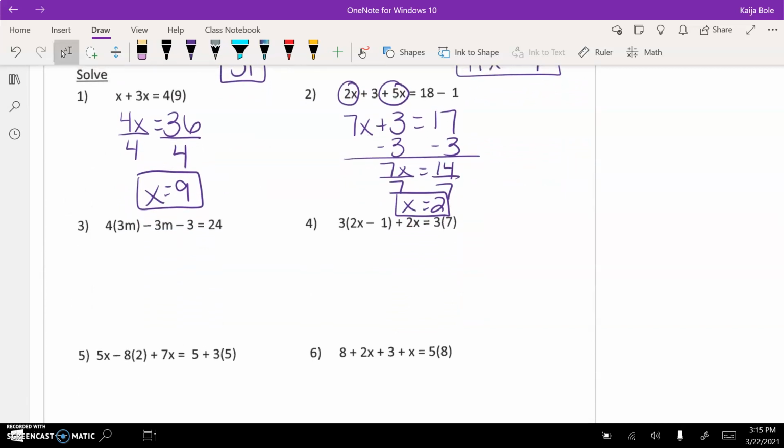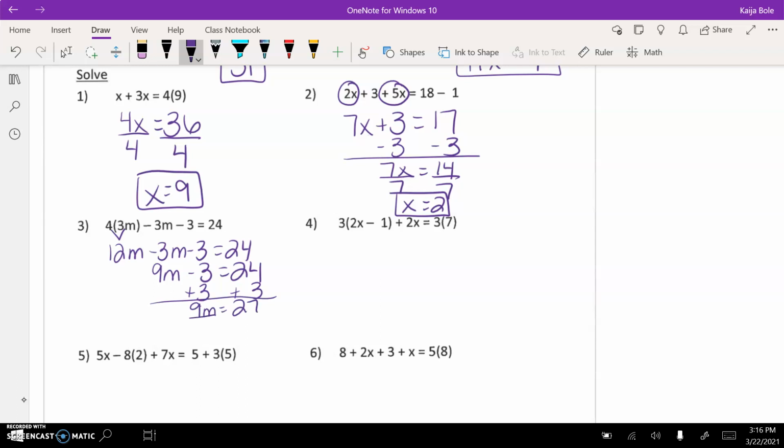In number 3 here, first we'll want to multiply. So 3m times 4 would be 12m. Bring down everything else. Don't do too much at once. Now I can combine 12m minus 3m would be 9m. Minus 3 equals 24. I'm going to add 3 to both sides. So I get 9m equals 27. Divide by 9 on both sides, and I get m equals 3.